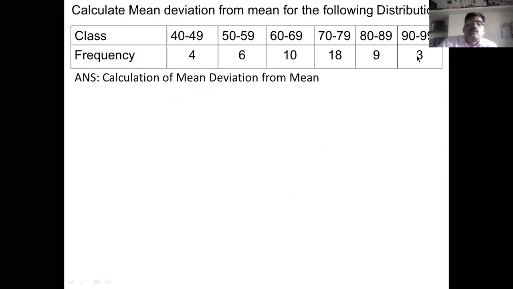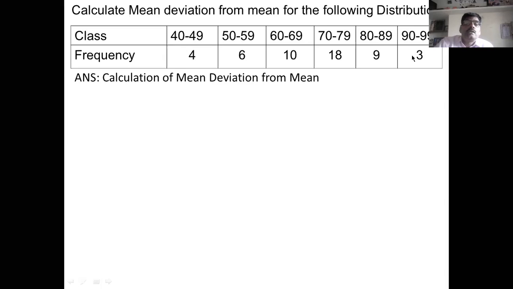This is the next question I have taken for the solution. Calculate mean deviation from mean from the following distribution. How to calculate mean deviation for this? This is the inclusive value, inclusive class.